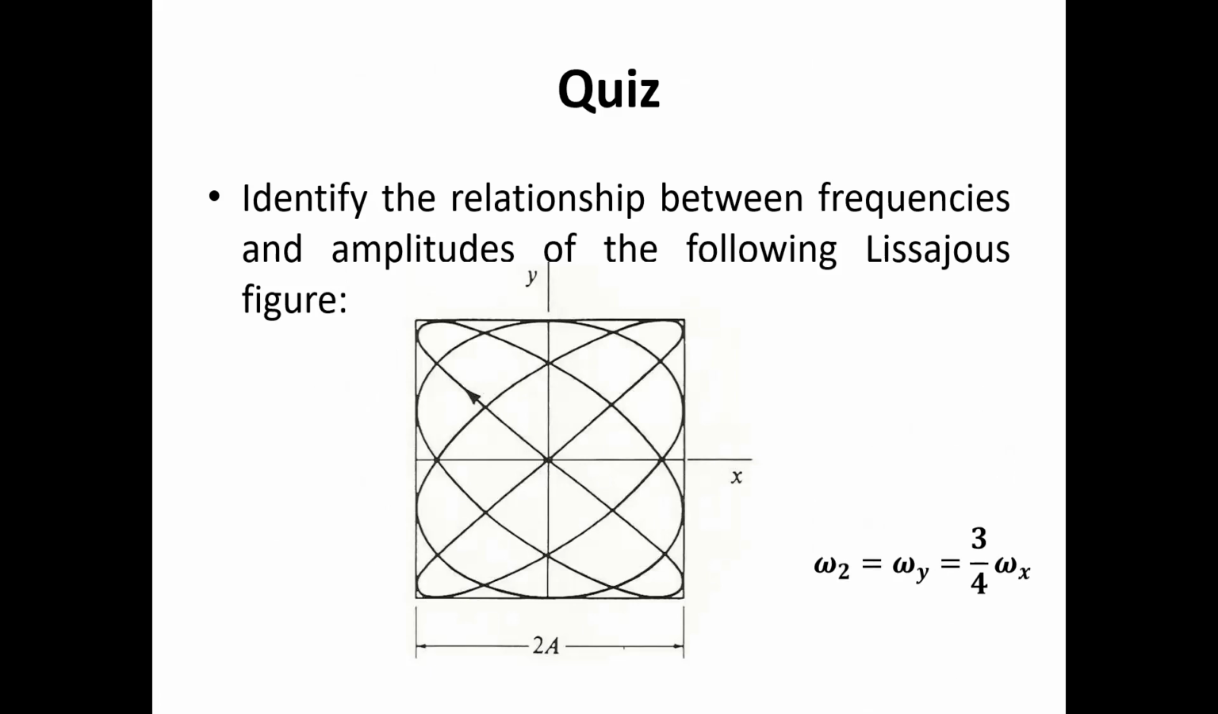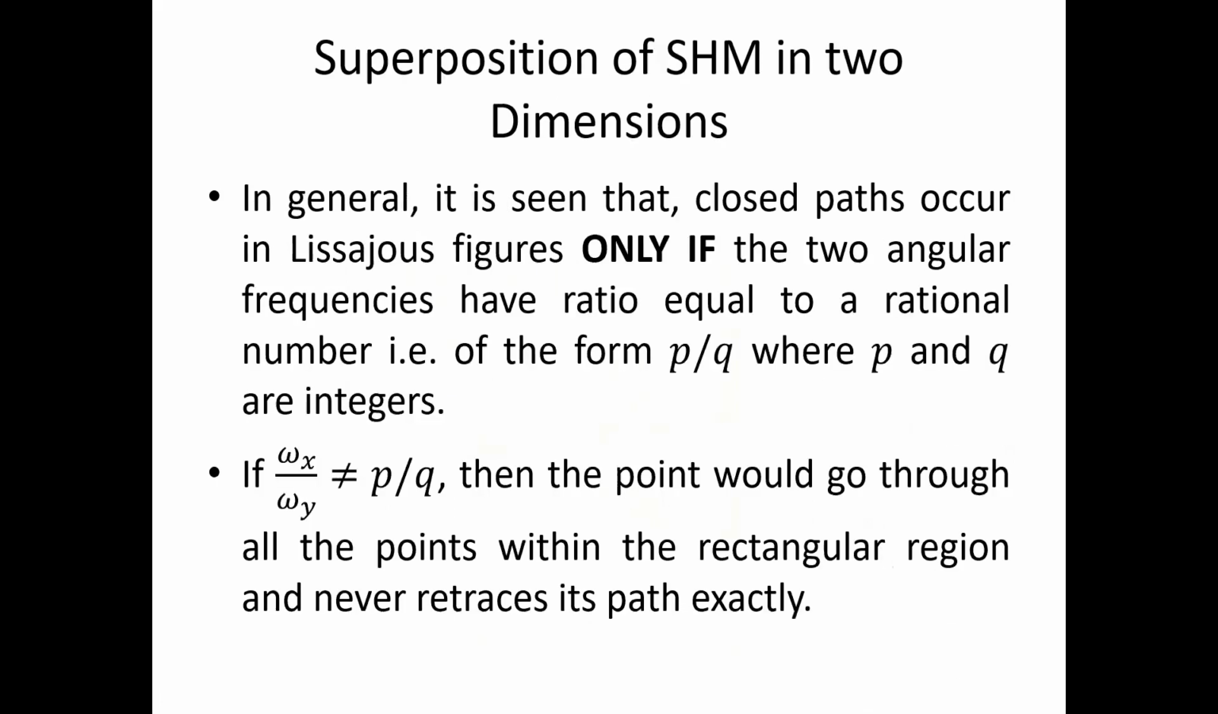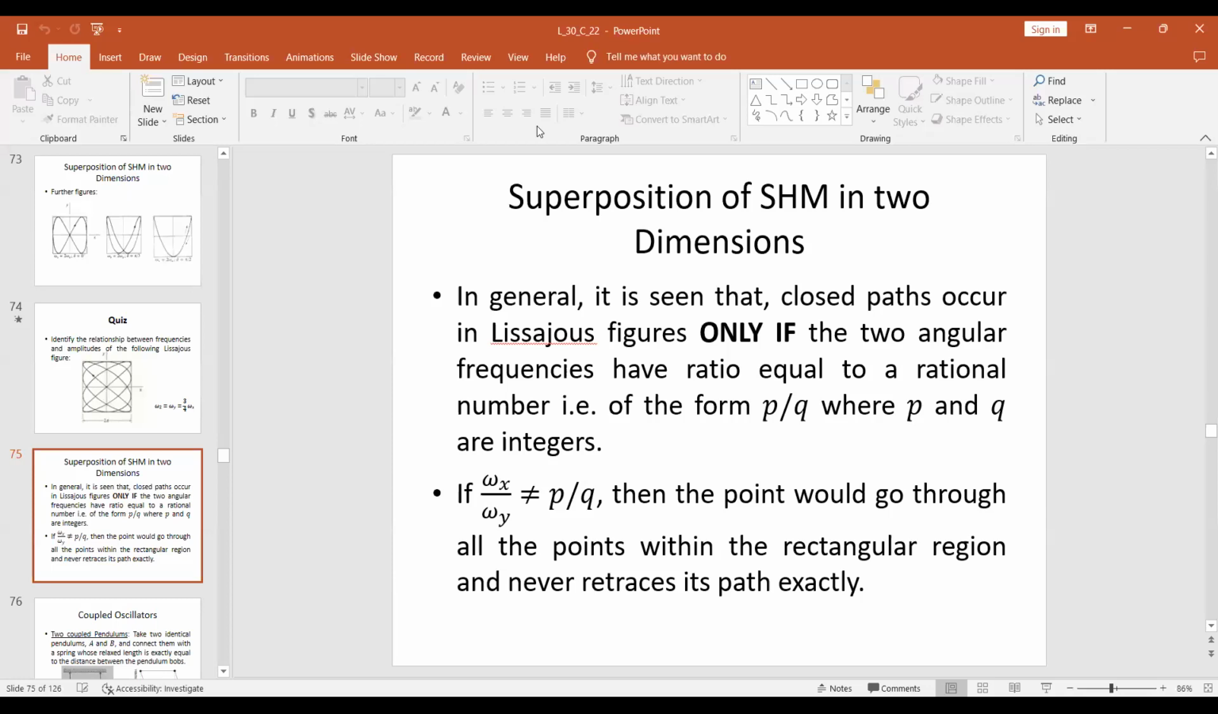Okay, the answer for this case is omega y is equal to 3 over 4 omega x. In general, it is seen that closed paths occur in Lissajous figures only if the two angular frequencies have a ratio equal to a rational number, that is of the form p over q, where p and q are integers. If omega x over omega y is not equal to p by q, then the point would go through all points within the rectangular region and never retrace its path exactly. So this is what we have for the Lissajous figure for the time.